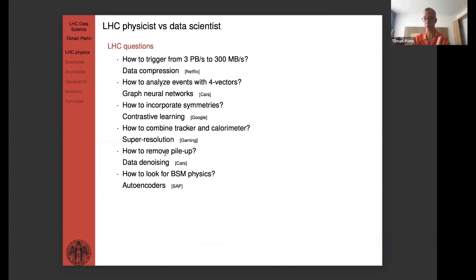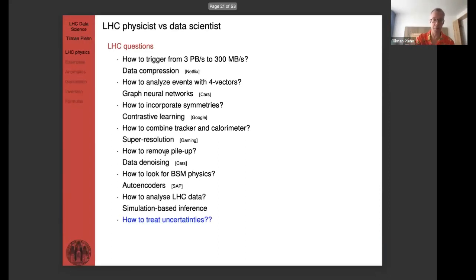And if something is funny, well, that's the BSM jet. It could be dark matter, just semi-visible jets. So we want to analyze in more detail. It's really exactly the same question: how do we analyze data? I already talked about this. It is simulation-based inference.